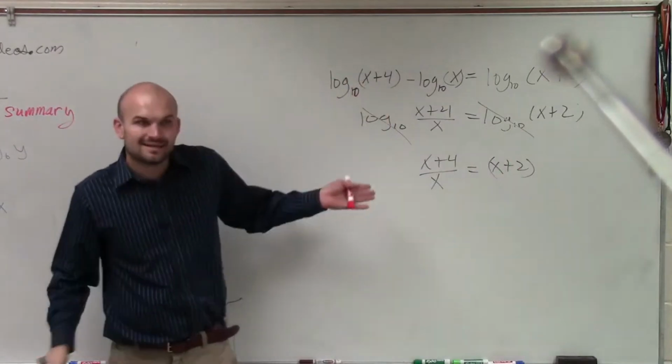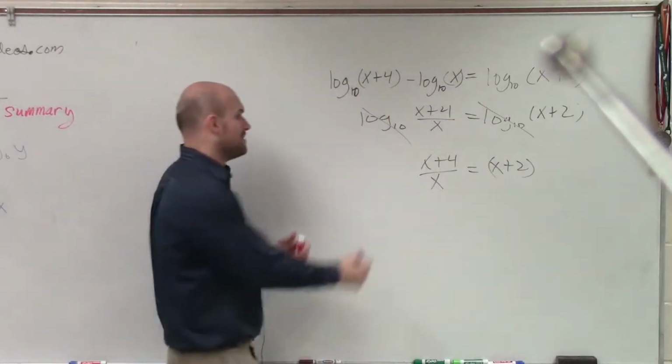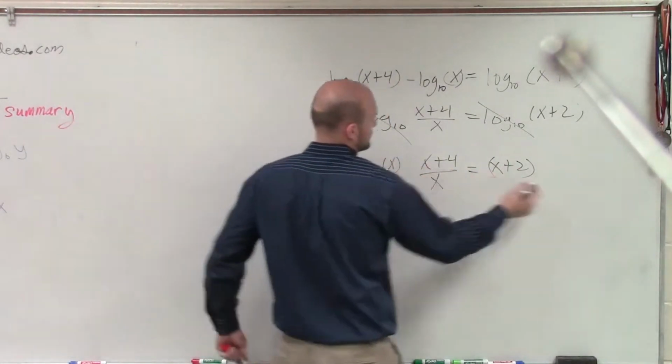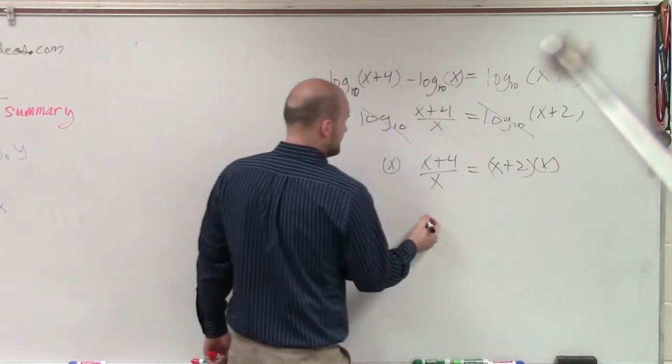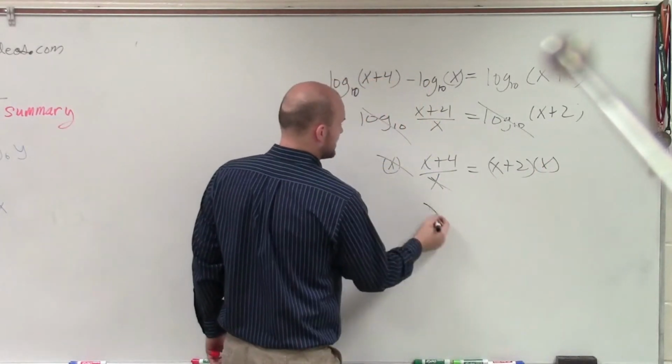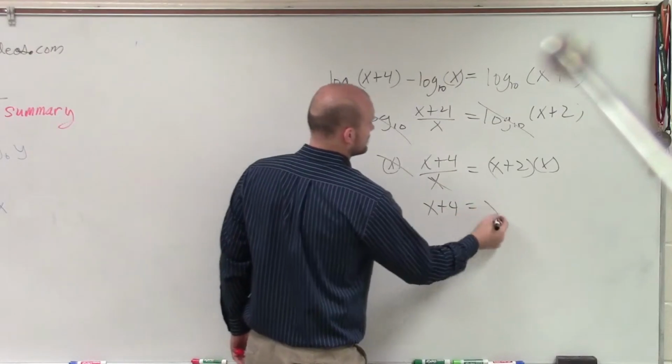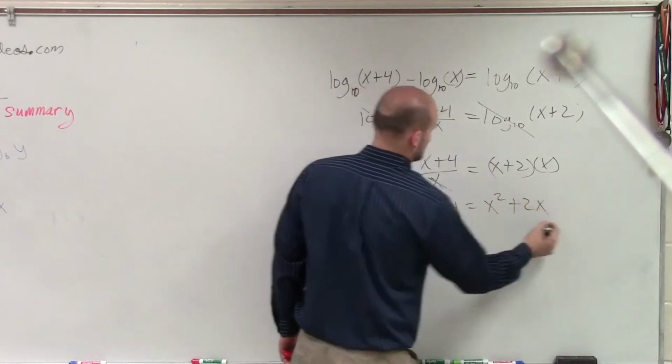Now, again, to solve for this, we need to multiply by x on both sides. So therefore, that goes to 1. So I have x plus 4 equals x squared plus 2x.